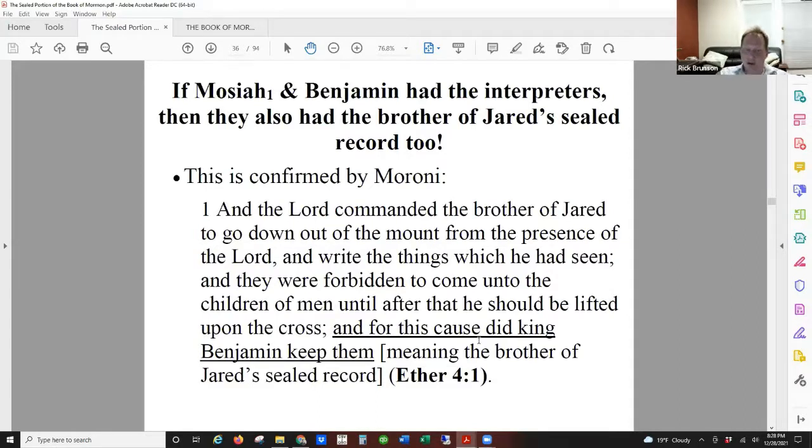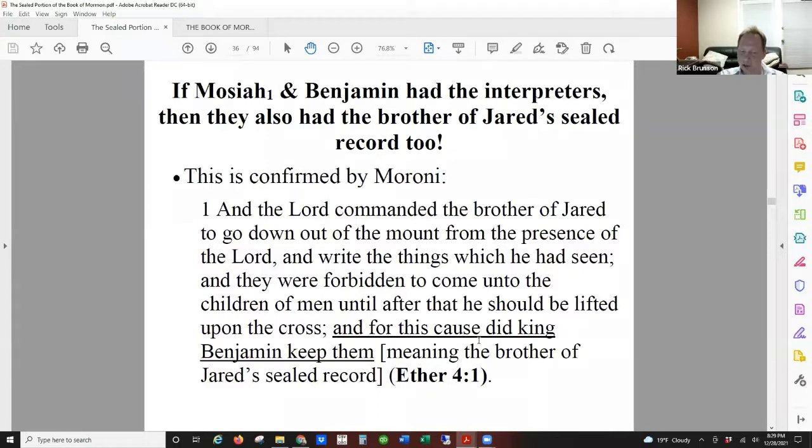Now, your current Book of Mormon does not say King Benjamin here. It says King Mosiah. Now, the original printer's manuscript of the Book of Mormon said King Benjamin, so I've changed it here. It was printed in the first edition of the Book of Mormon as King Benjamin.